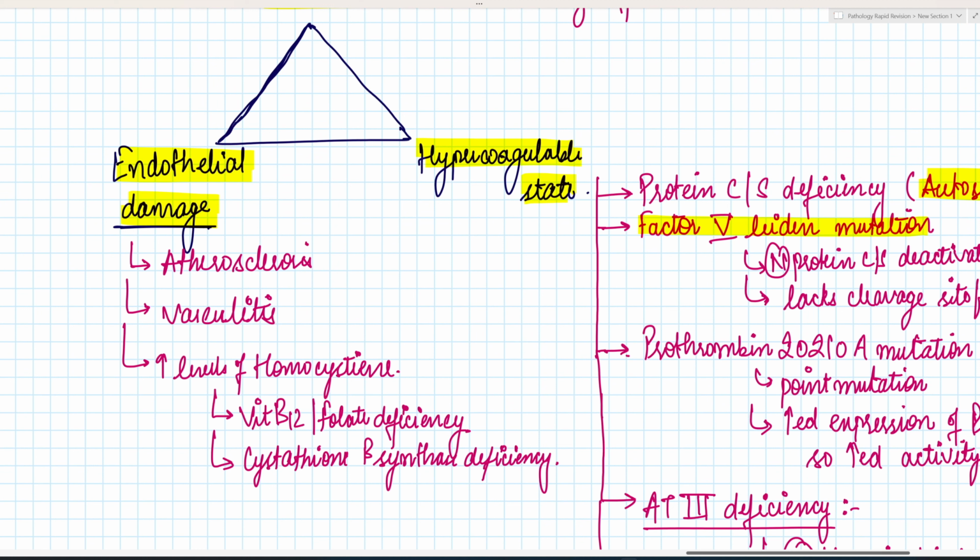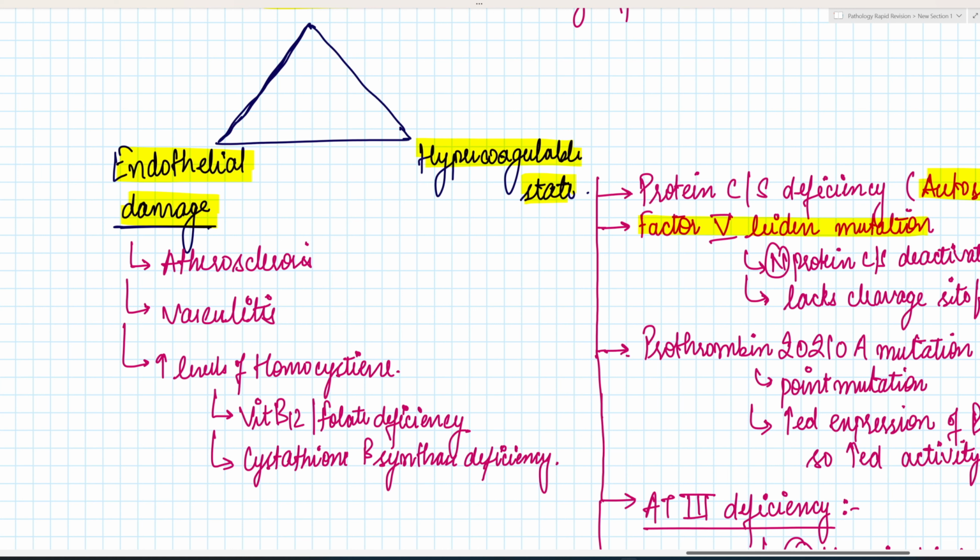So the second factor in the triad is endothelial damage. Endothelial damage can be due to atherosclerosis. Atherosclerosis we will further see in embolism. But atherosclerotic plaque formation cuts the blood supply to the endothelial cell below, and the endothelial cell below, which is not getting nourishment now, will get damaged.